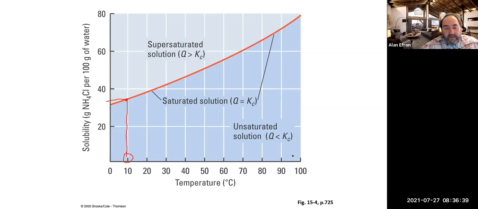If we really increase the temperature, say to 100 degrees Celsius, up here we can see we're pushing almost 80 grams per 100 grams of water. So we see this increase in solubility of some type of solid like ammonium chloride by increasing the temperature.